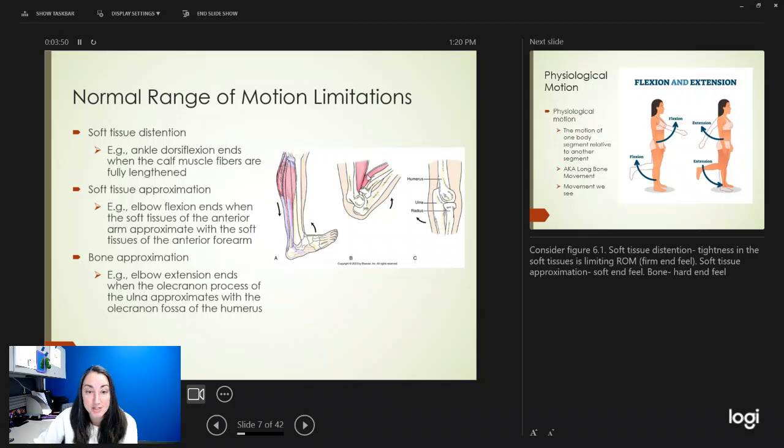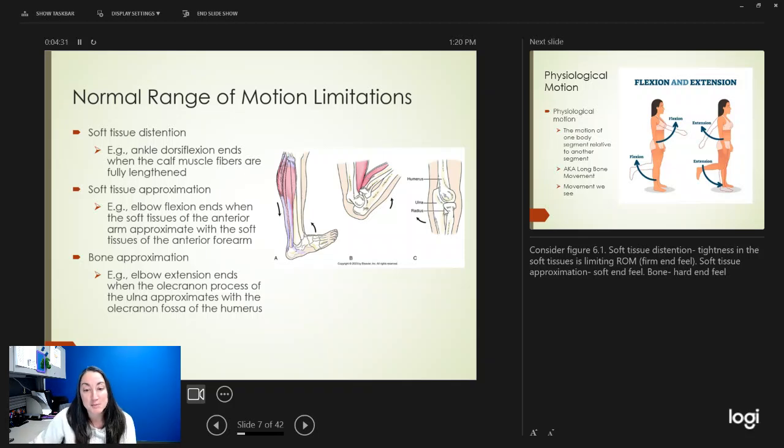Soft tissue approximation is when the muscle belly or the muscle mass is keeping you from having more range of motion. The biceps is a good example. When you're going through your full elbow flexion range of motion, it's limited by that giant bulging biceps in the way. Typically with that, it has a soft end feel. When you push, you can feel that it goes a little bit further because it's the muscle that is stopping you, versus with soft tissue distension, it's typically more of a firm end feel, that it's a little harder to push past. You can feel more resistance to that motion.